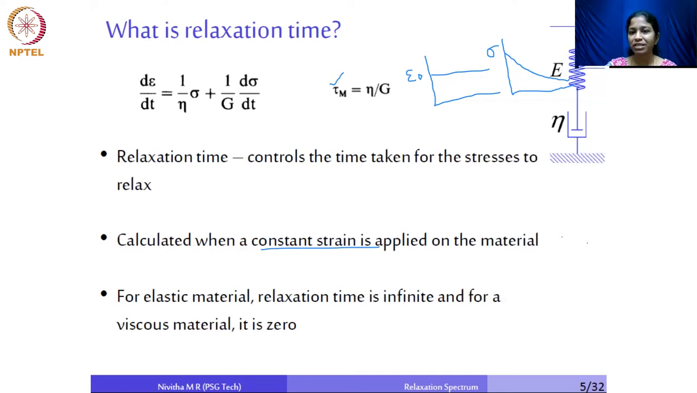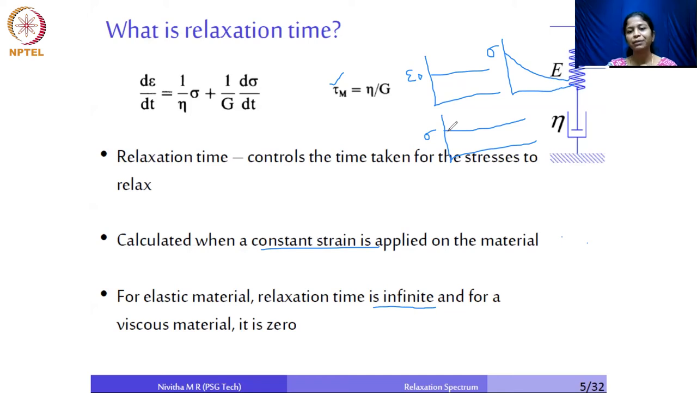Now, what happens to this relaxation time for a purely elastic material? For an elastic material, if you apply a constant strain, the stress is also going to remain constant. It is not going to relax because it's a purely elastic material, right? So we define the relaxation time as the time taken for the stresses to relax. But here we see that there is no relaxation at all. So the stress is going to remain constant. And therefore, the relaxation time is infinite. Okay, so this is the relaxation time associated with a purely elastic material.